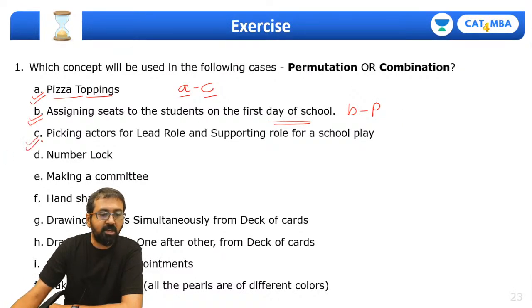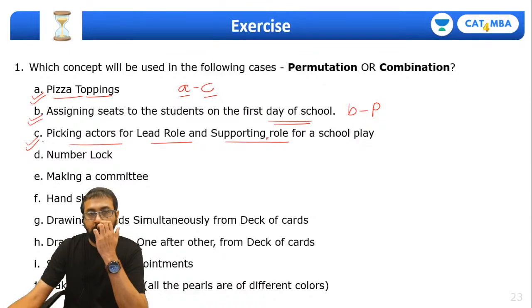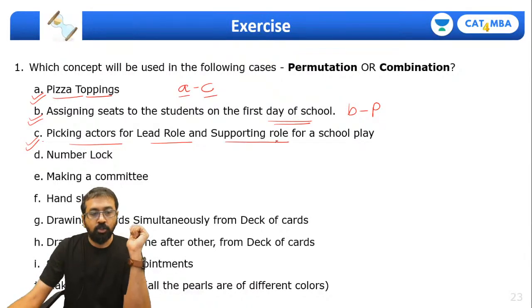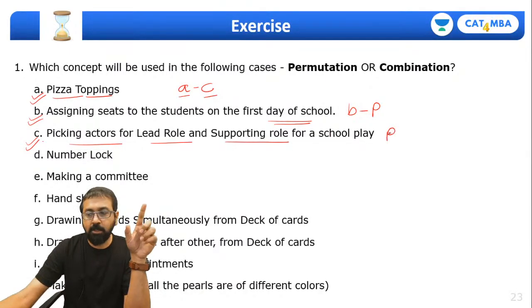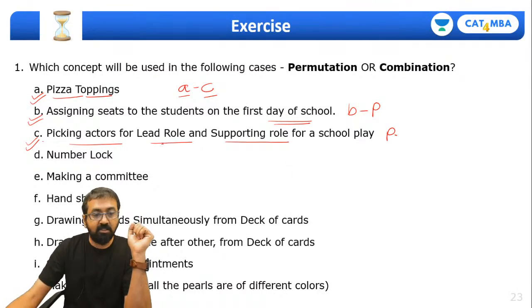Same way, what can you say about C? Picking actors for lead role and supporting role. Is it permutation or combination? So lead role and supporting role, it's going to be permutation. Correct? Because see here, if you take A for lead role and B for supporting role, instead if you take B for lead role and A for supporting role, it will be different, right? And that's why order matters. So it will be a case of permutation.